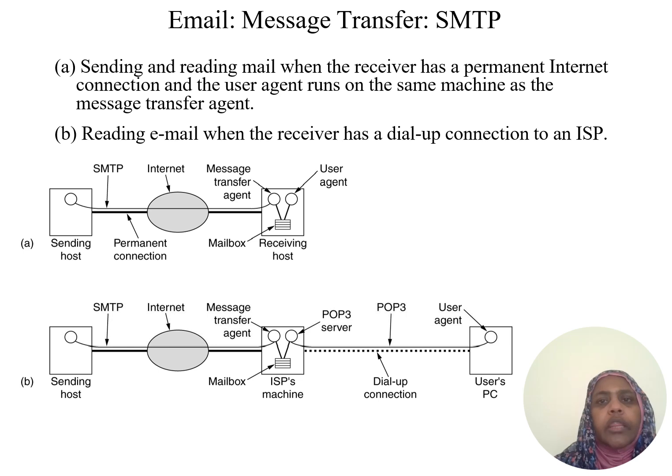Simple Mail Transfer Protocol is the protocol responsible for transferring messages between the sender's mail transfer agent and the receiver's mail transfer agent. That's to say, email servers. As we can see here, the sending host has a permanent connection to the internet. That means a permanent IP address. And the user agent and the mail transfer agent are both on the same machine. The host will compose the message on the same machine and send it to the mail transfer agent to be transferred to the mail transfer agent of the recipient.